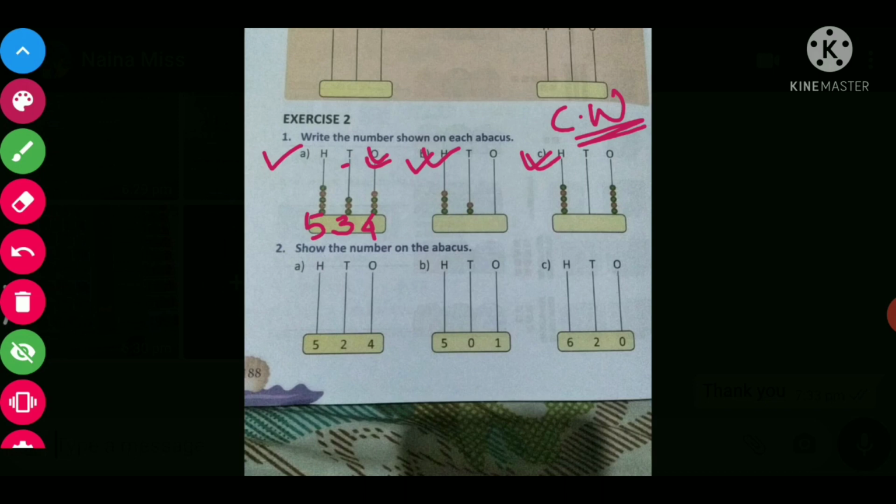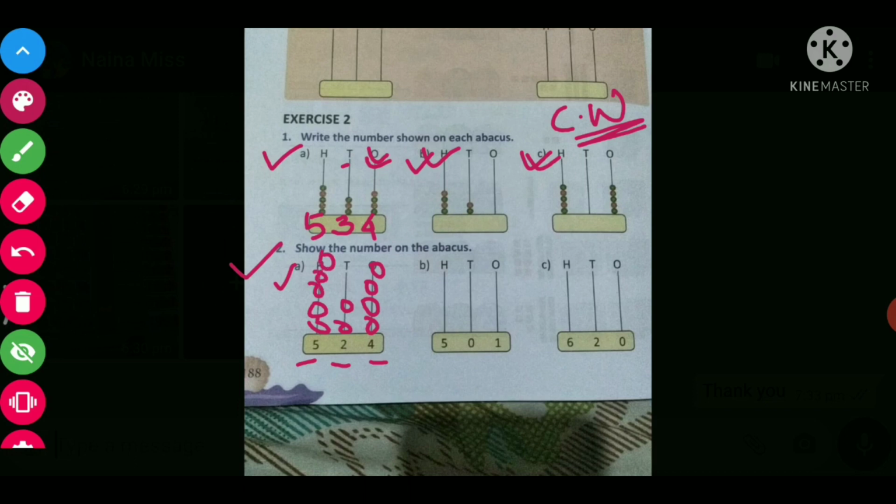This one is very easy. Show the number on the abacus. See the first one, how we can show this one. In the ones place 4 is there, so that means we will draw 4 small circles: 1, 2, 3 and 4, right? Now here 2 is there, so we'll draw two circles, 1, 2. Here 5 is there, so we'll draw 5 circles: 1, 2, 3, 4 and 5.